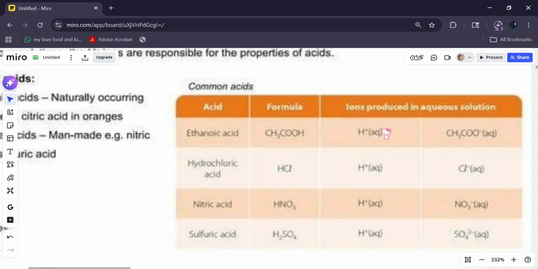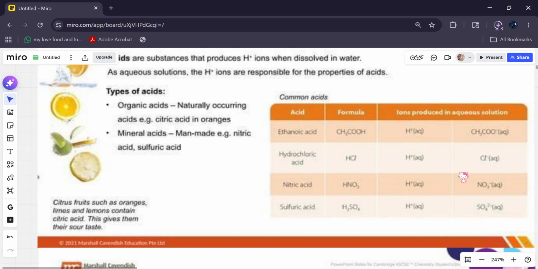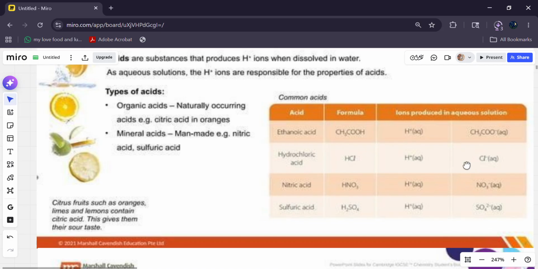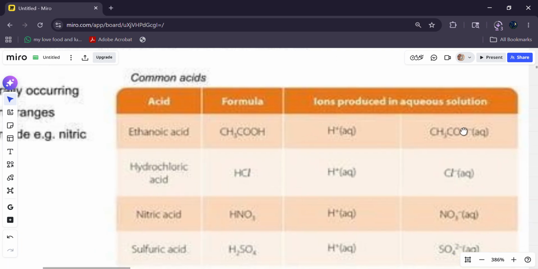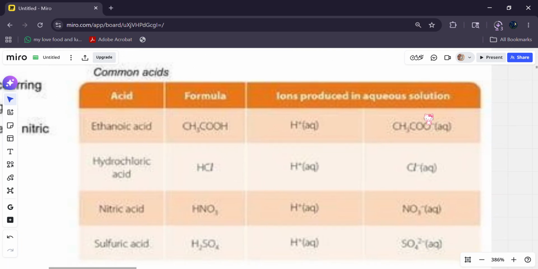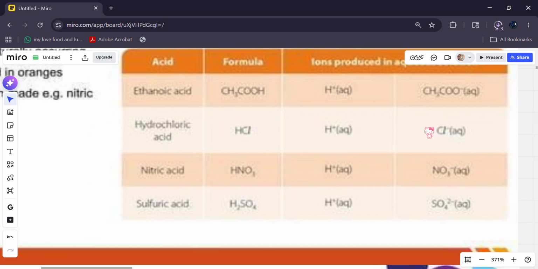Now when they're dissolved in water, they produce H+ ions. When they produce the H+ ions, they give out protons. They are proton donors, and they lose the hydrogen ion and become negative. So now let's move on.